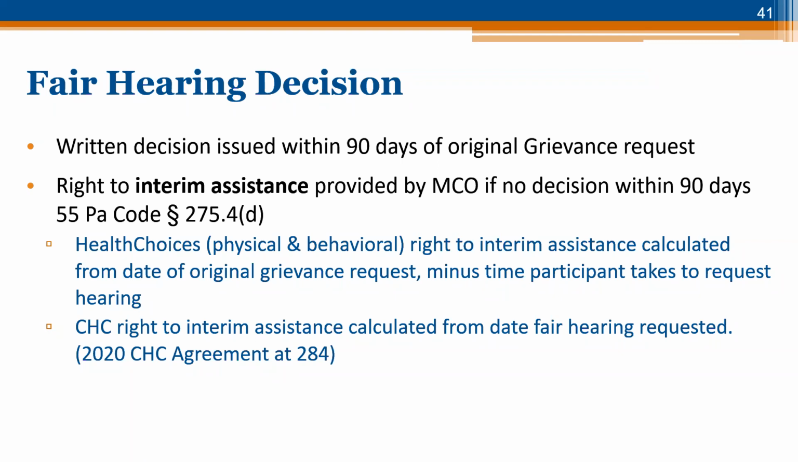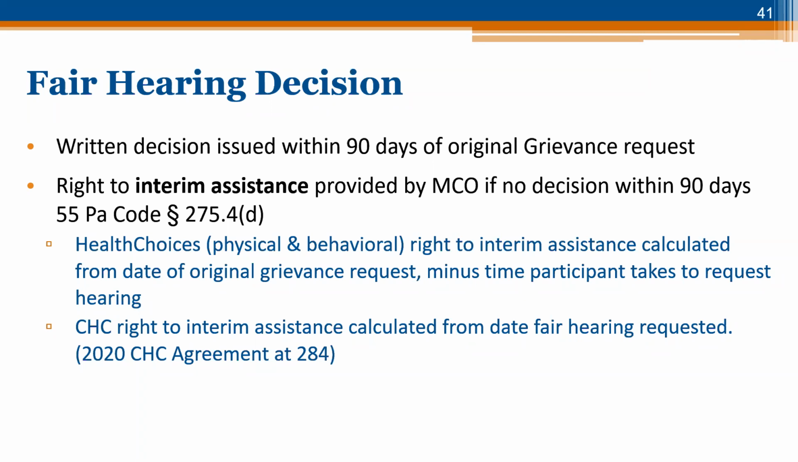So after the fair hearing, there'll be a decision. It's supposed to happen within 90 days of the original grievance request. That's the internal request, so that is the deadline. If the plan misses that deadline, if the administrative law judge misses that deadline, you can go to the plan and ask for interim assistance, which they're required to provide if more than 90 days have passed.